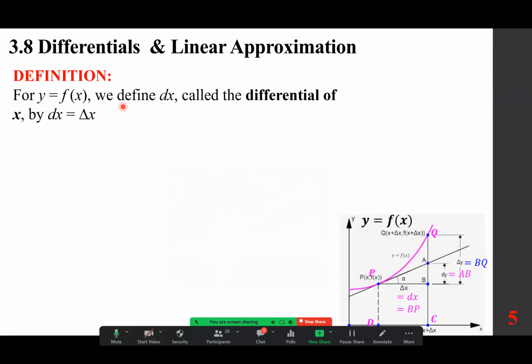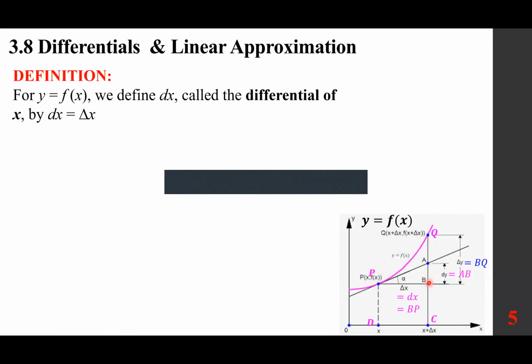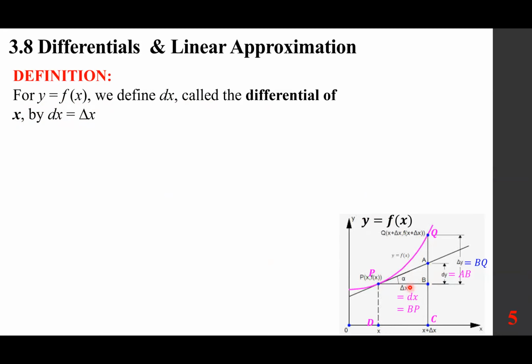3.8 differentials and linear approximation. Here's a definition for y equals f of x. We define dx, called the differential of x, by dx equals delta x. As we go from P to Q along the x-axis, we cover a distance. This distance from D to C or from P to B is equal to delta x or dx. That's what we call it. So the distance along the x-axis is dx or delta x.